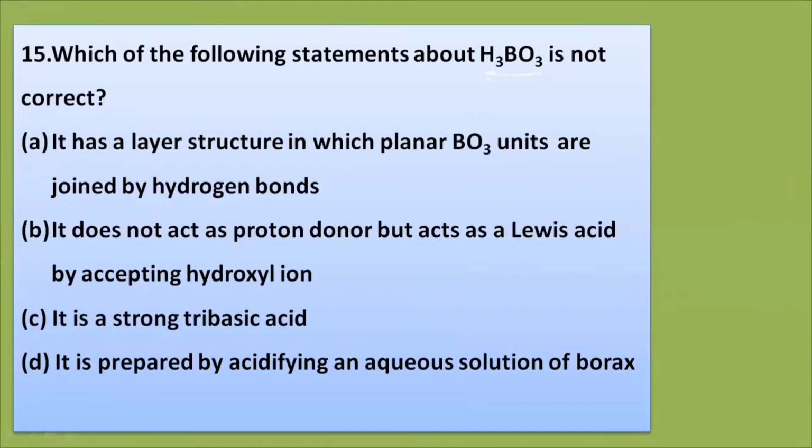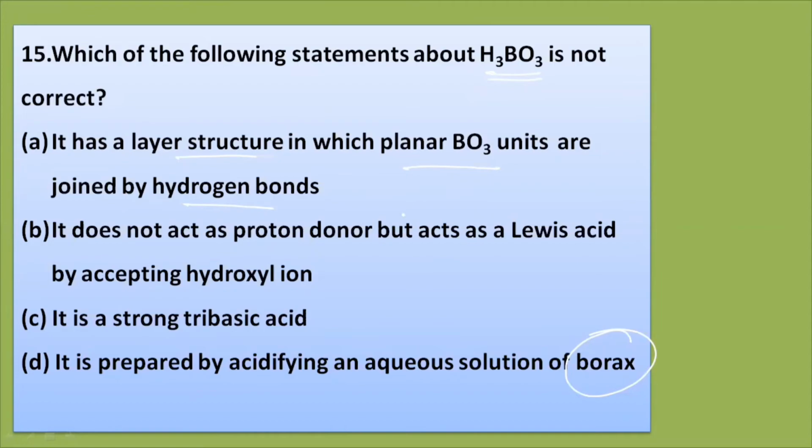Okay. Which of the following statements about H3BO3 is not correct? எது not correct? Okay, பாத்துலாமா? It has a layered structure in which planar BO3 units are joined by hydrogen bonds. Look at that. It does not act as a proton donor but acts as a Lewis acid by accepting hydroxyl ion. It is a strong tribasic acid. It is prepared by acidifying aqueous solution of borax. H3BO3 certainly has a layered structure with planar BO3 units joined by hydrogen bonds. Yes, we have seen that statement.